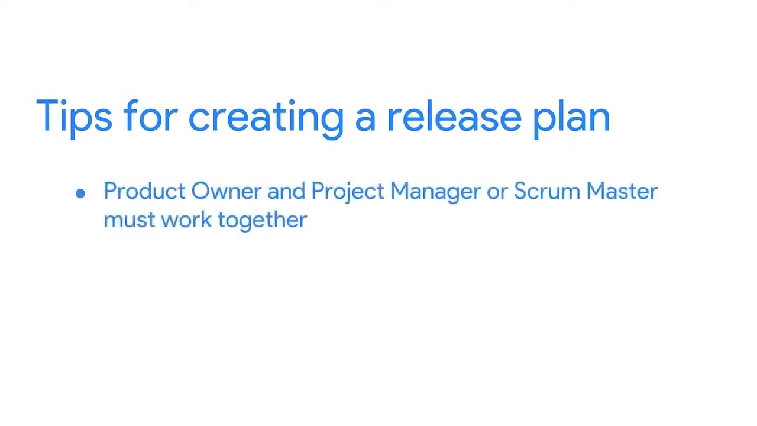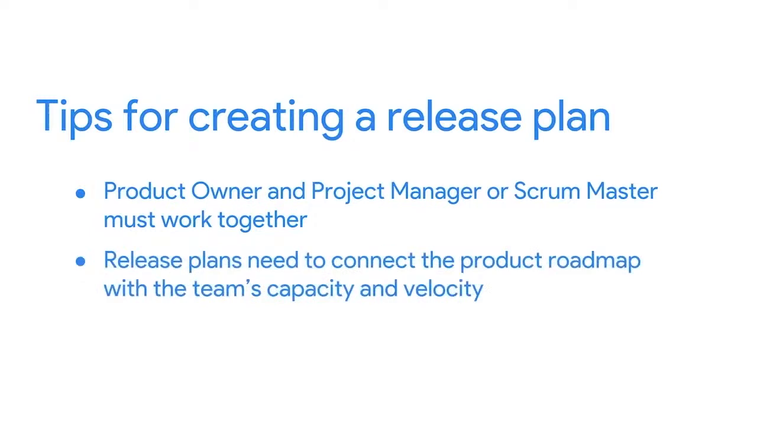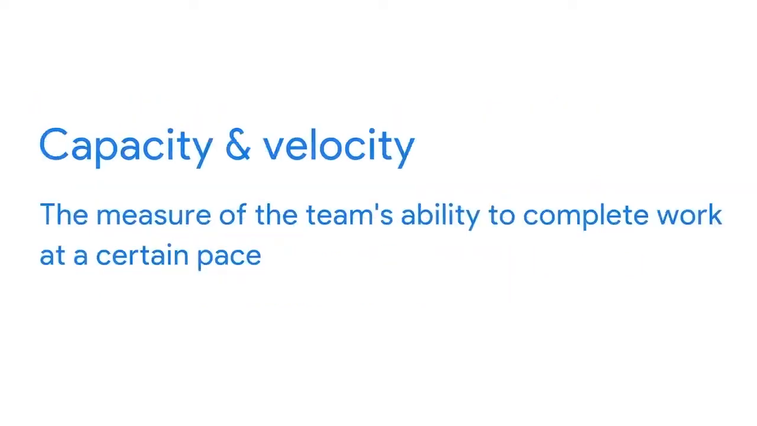Speaking of product release dates, this leads me to my next tip, which is about the release plans. There are some important things to know about creating a release plan, which includes approximate target release dates. It's very important that the product owner and project manager or scrum master work together to develop each release plan. This is because the release plans need to connect the product roadmap with the team's capacity and velocity. The capacity and velocity is the measure of the team's ability to complete work at a certain pace.